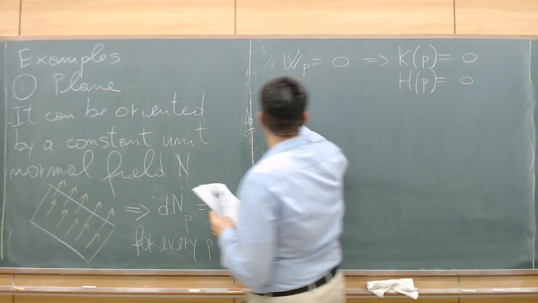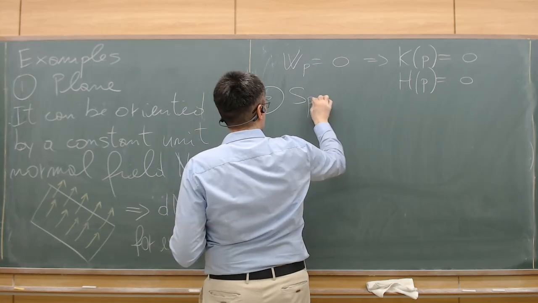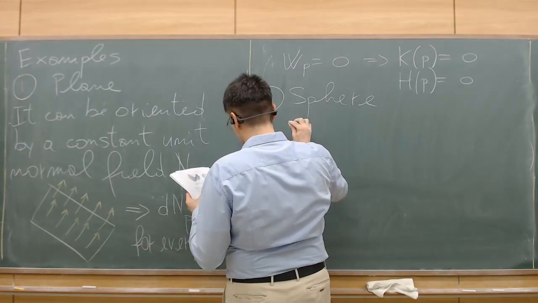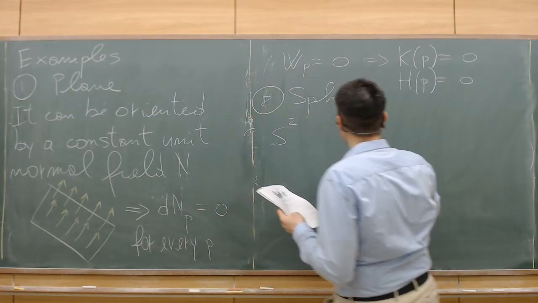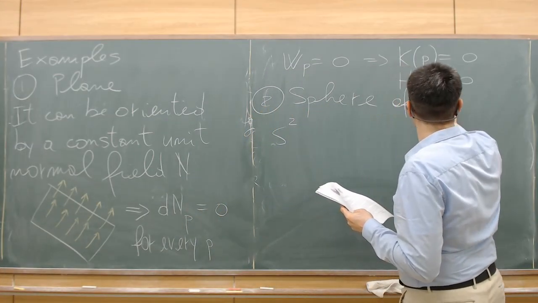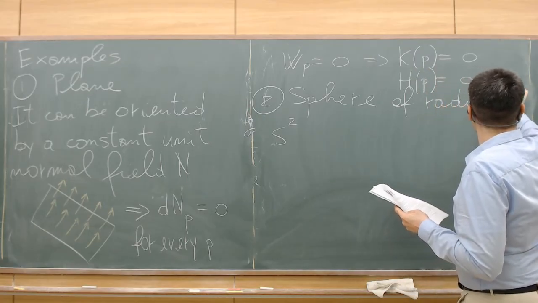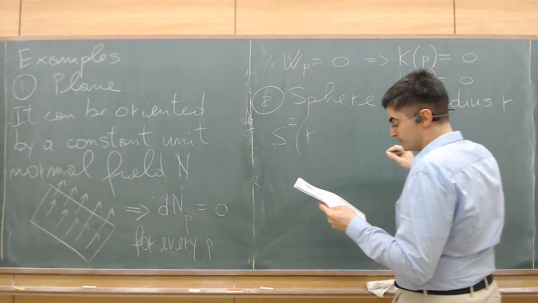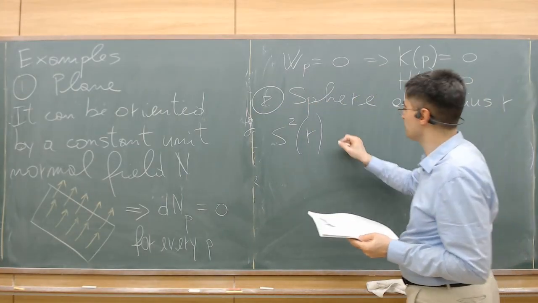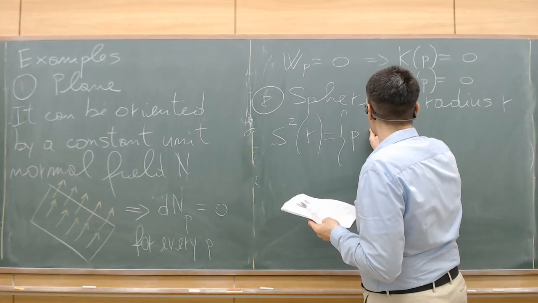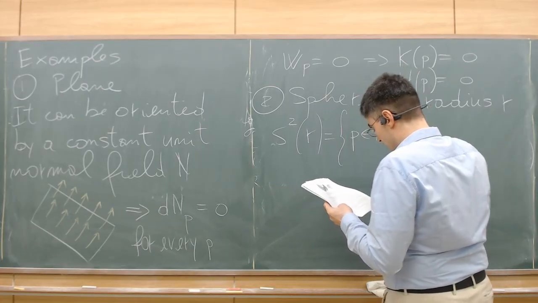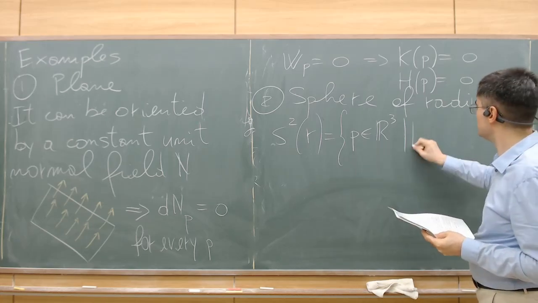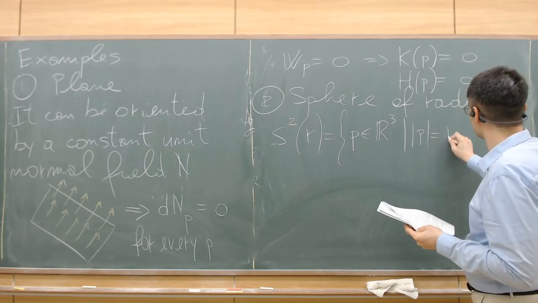Second example is a sphere. So let's start this time writing what is a sphere of radius r. I will use this notation. This is a set of points in R3 such that their position vector has length r.